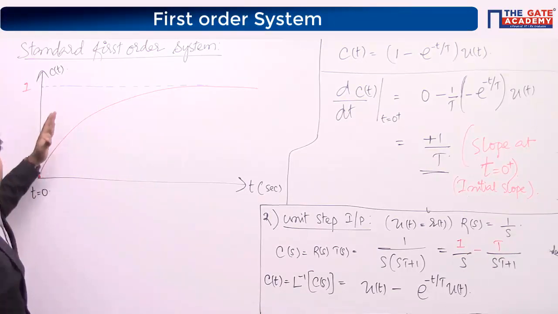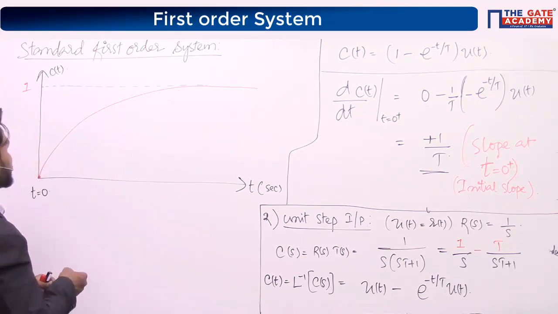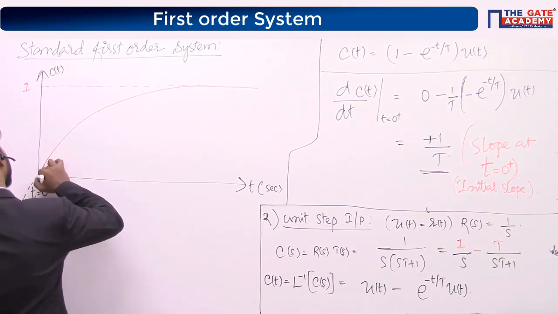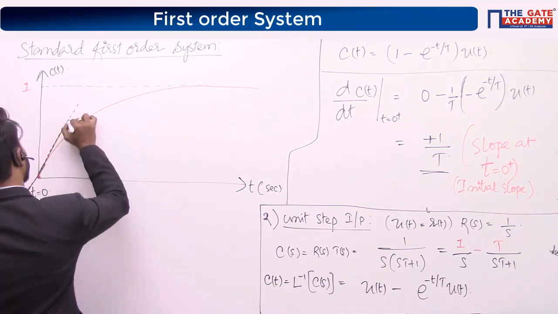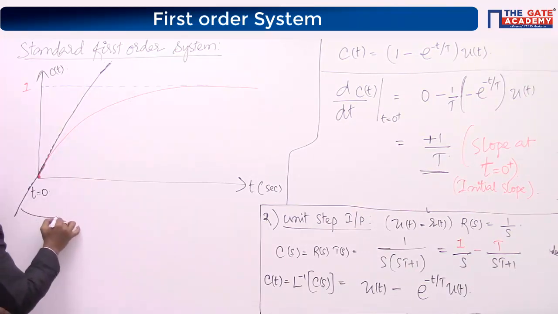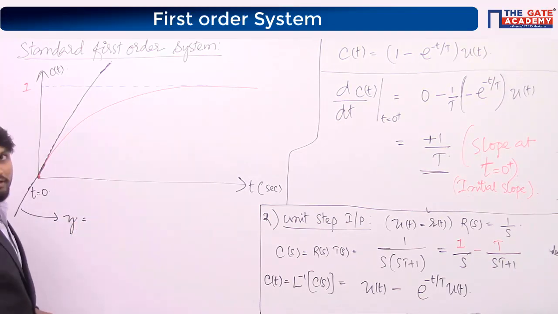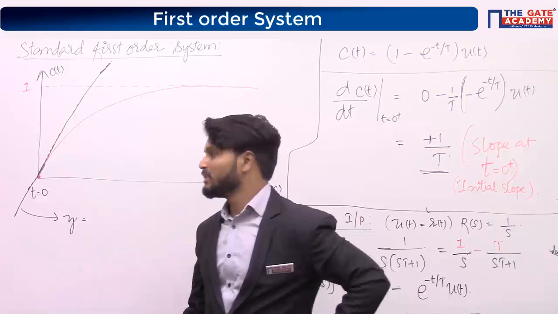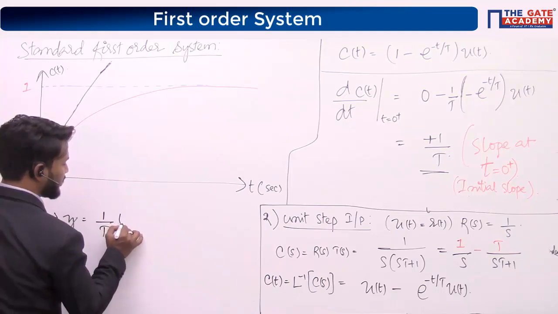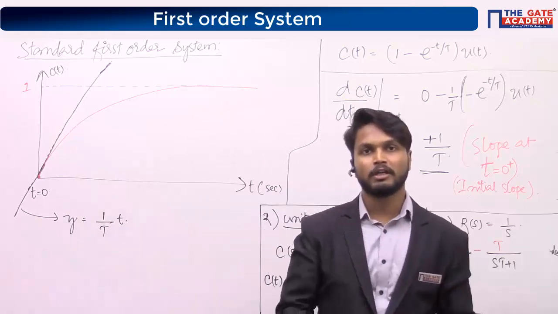So if at all I want to draw a tangent to this particular curve at this point, right? So how is the tangent going to be? The tangent is having a slope of 1 by t. So this is the tangent, and this particular tangent is having a slope of 1 by t. So tell me, what is the equation of this tangent? Equation of this tangent is y is equal to mx or not? Using y is equal to mx, tell me the equation of this tangent. Y is equal to 1 by t multiplied by small t, right?